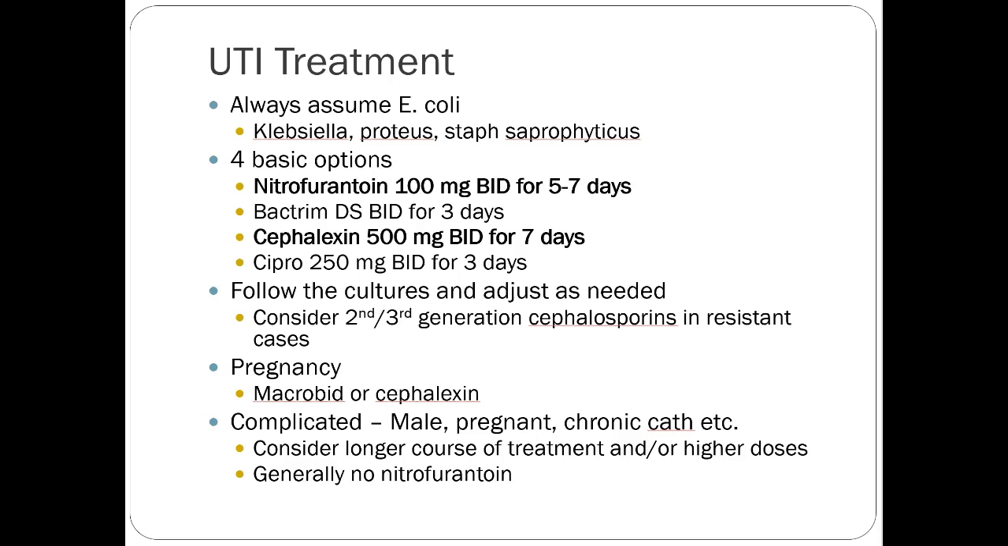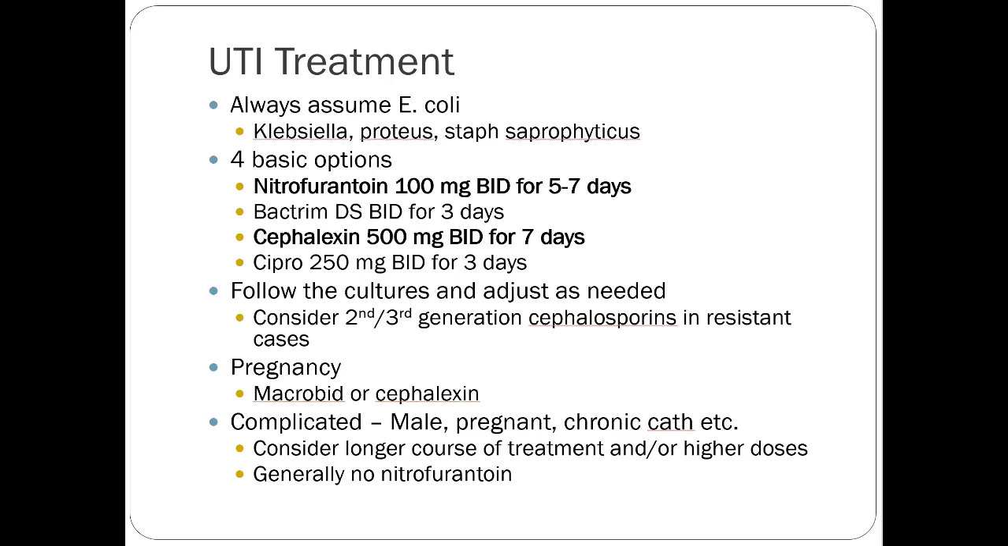UTIs almost always grow E. coli. There are a couple of other things you might see pop up. Klebsiella and Proteus are not uncommon. Staph saprophyticus is a gram-positive that might pop up too. All of these things are basically treated with the same set of antibiotics. There's very little difference, so that's the nice thing. Empirically, we're basically covering the same stuff.